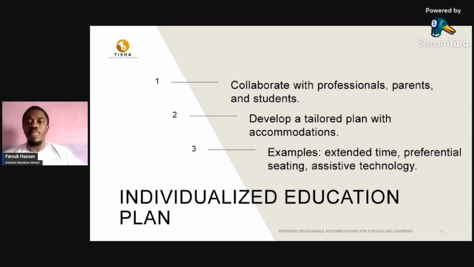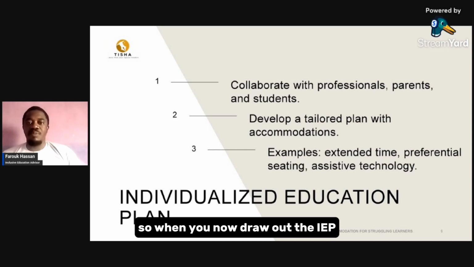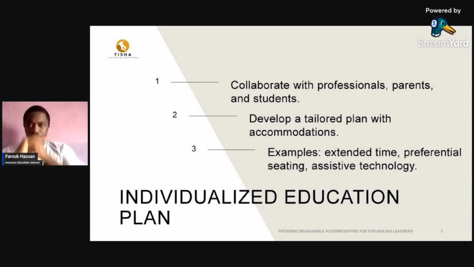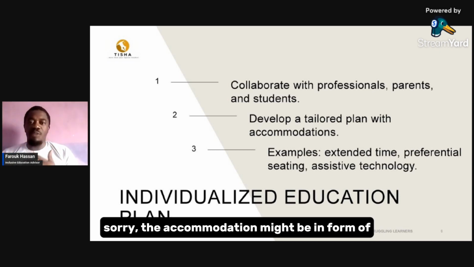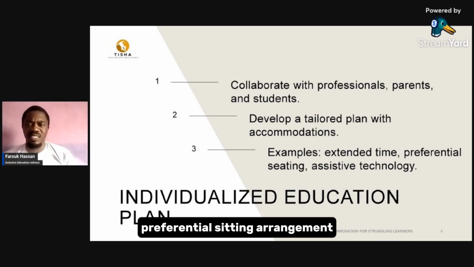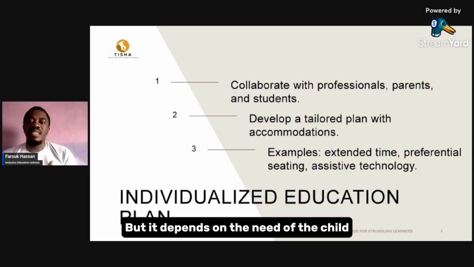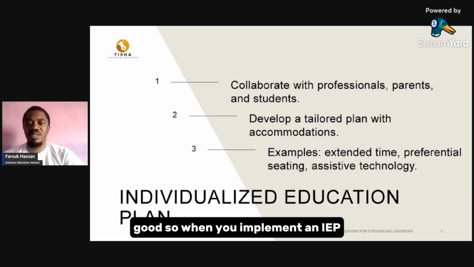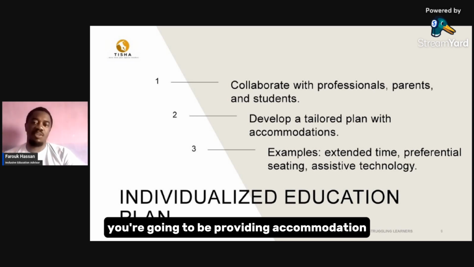Good. So when you now draw out the IEP, the contents of the IEP definitely will have accommodations, what that child needs to thrive in the classroom. The accommodation might be in form of extended time, preferential seating arrangement, assistive technology, flexible assessment methods. Could be anything, but it depends on the need of the child and what the special educator that carried out the assessment has observed. Good. So when you implement an IEP, you're going to be providing accommodation.